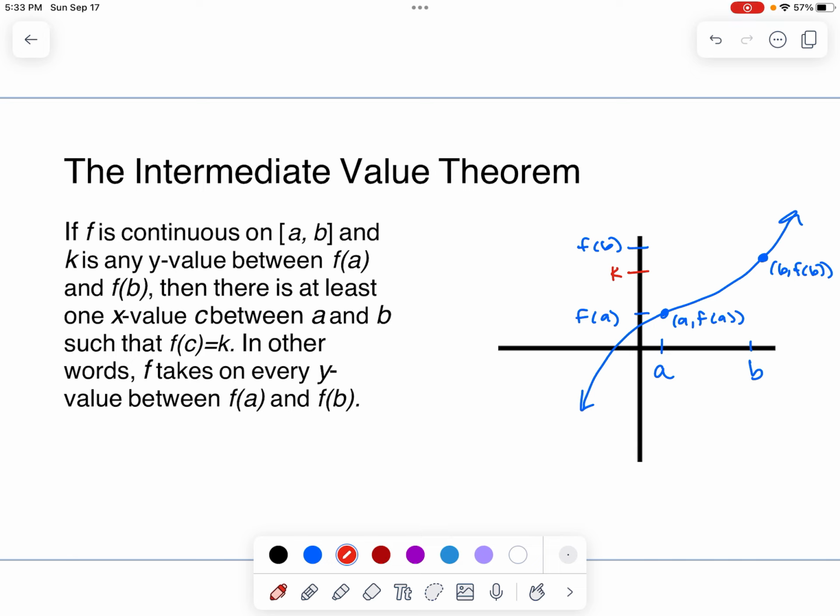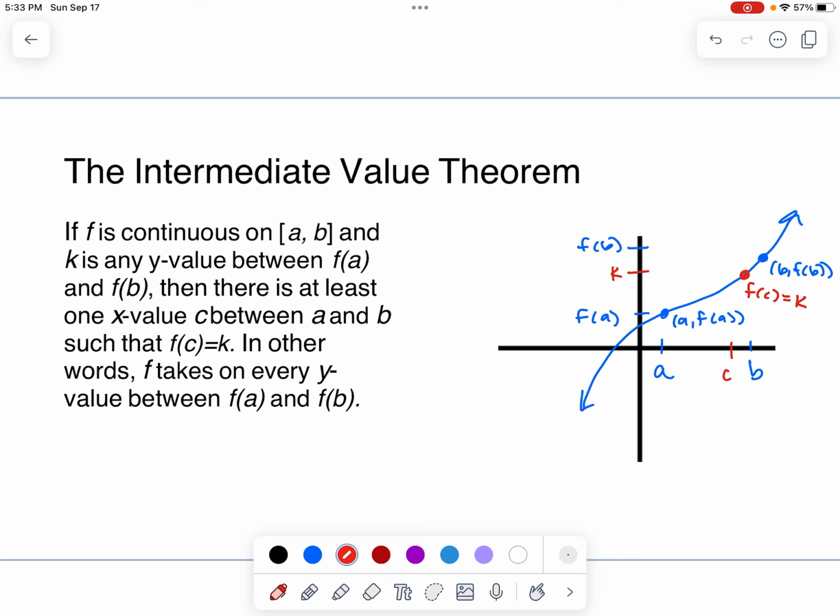And if there's some value k between f of A and f of B, then there's at least one c value between A and B such that f of c, sorry, I'm reading this wrong, this should say c, such that f of c equals k. In other words, f takes on every y value between f of A and f of B.